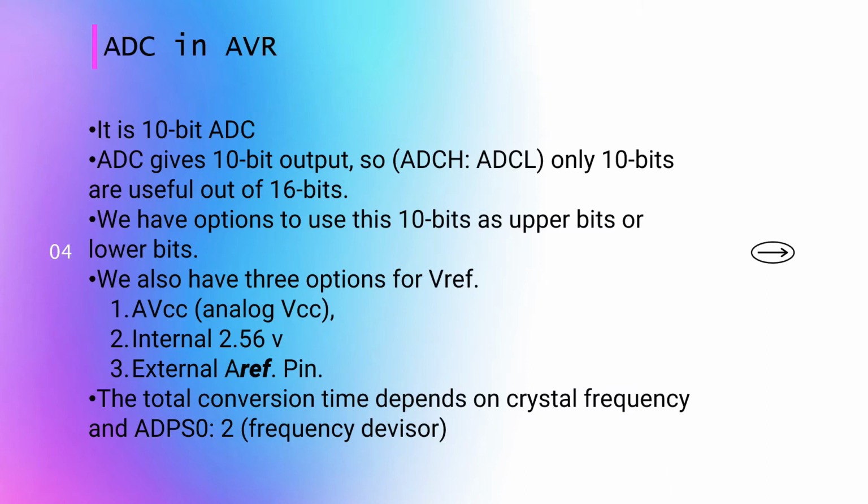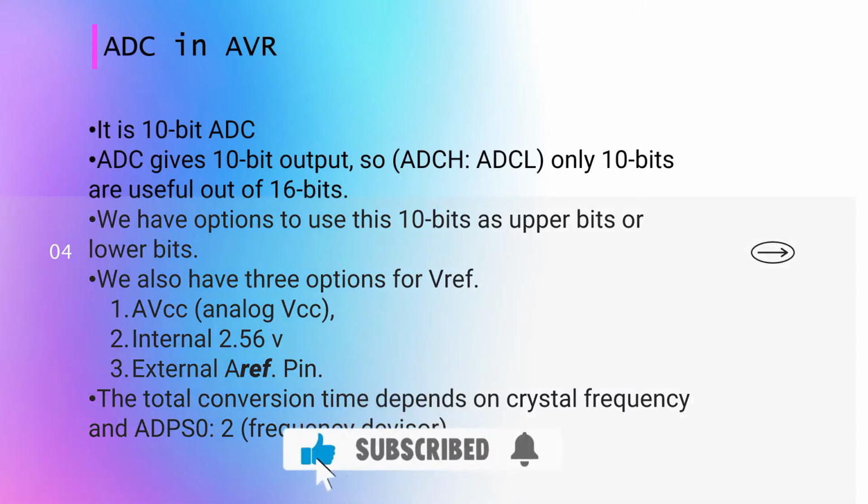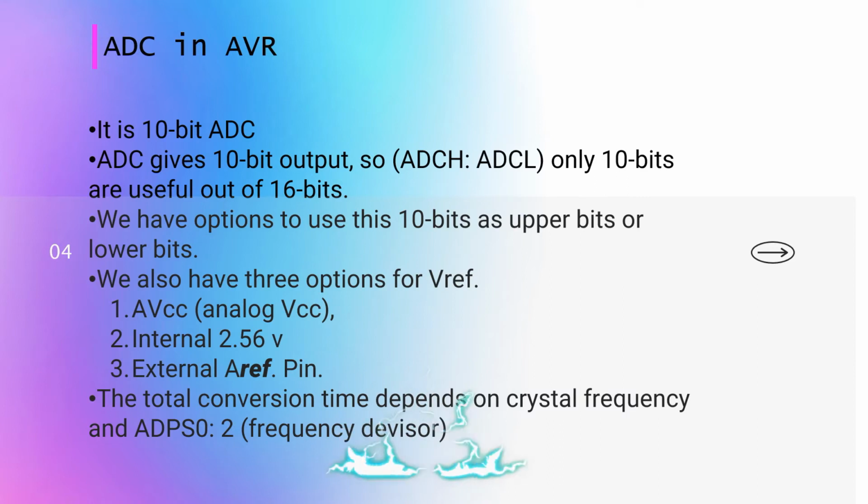And also ADC gives 10-bit output. For that we use two separate registers, which are ADCH and ADCL. Those are 8-bit registers, so altogether we have 16 bits. As per our requirement, we can use a set of 10 register bits and store our data. We have two options, to use the upper bits or lower bits to store the data.